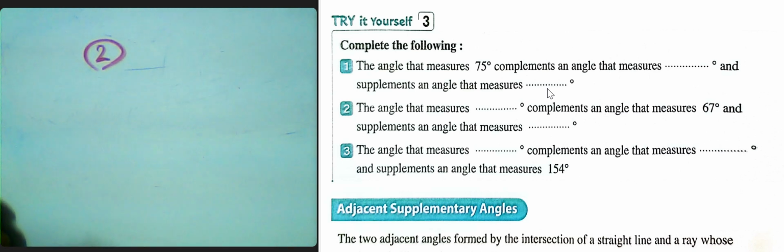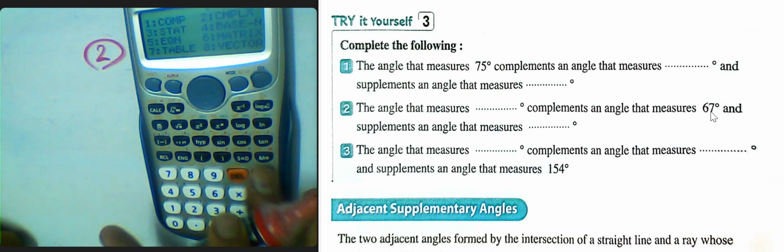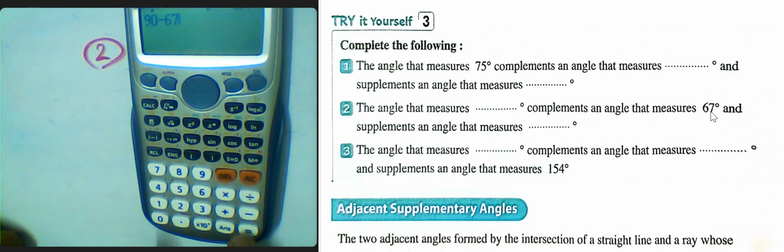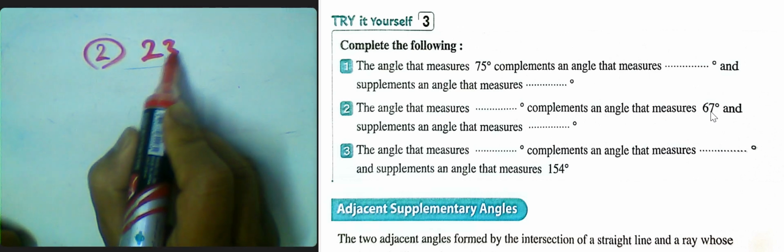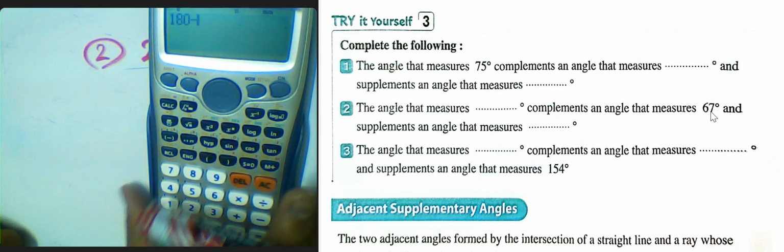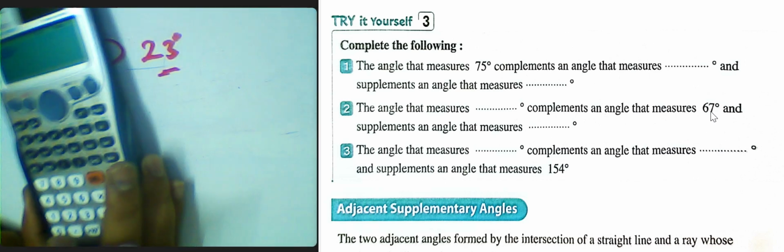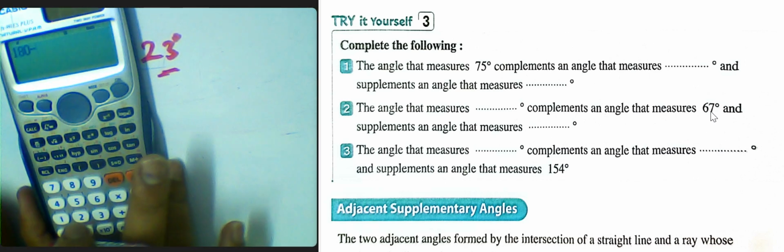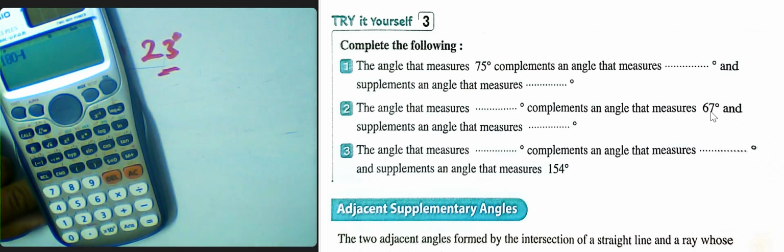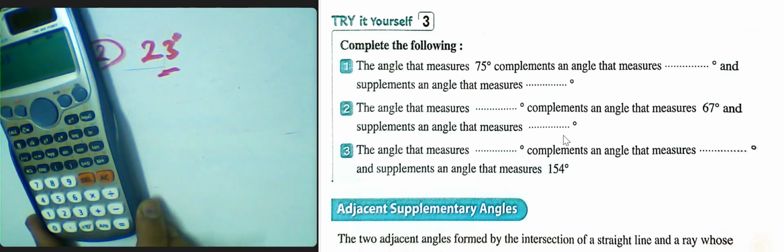Question number 2. The angle that measures blank complements an angle that measures 67. 67 complements by what? 67 subtracted from 90 degrees. We can write 90 subtract 67. The result will be 23. Then 23 complements angle 67. And for the supplement angle here, we can write 180 subtract by 23, because he wants to find the supplement angle of what? This angle, 23, right here in this space. He wants to find the angle.